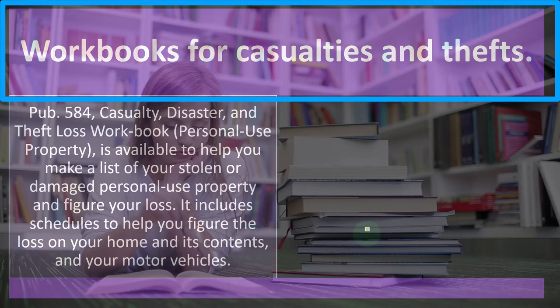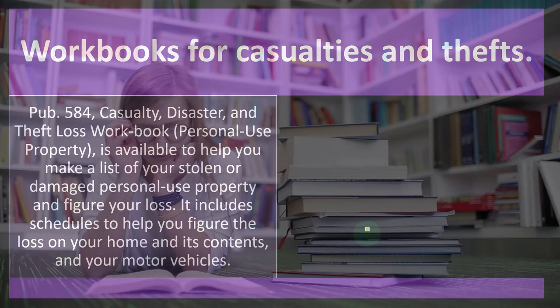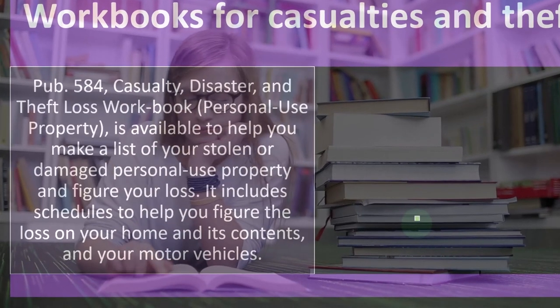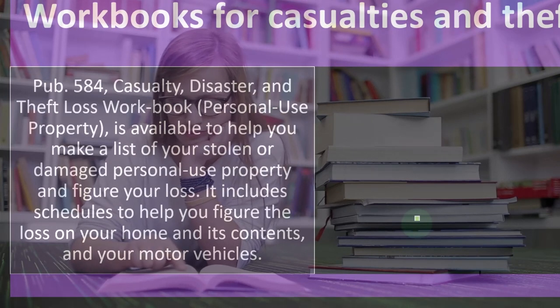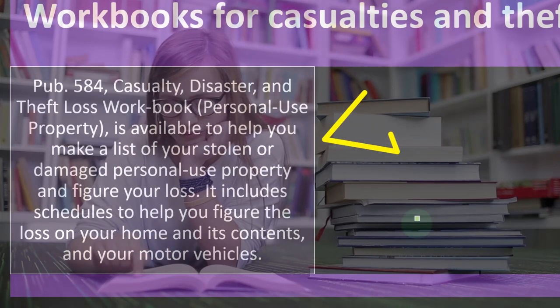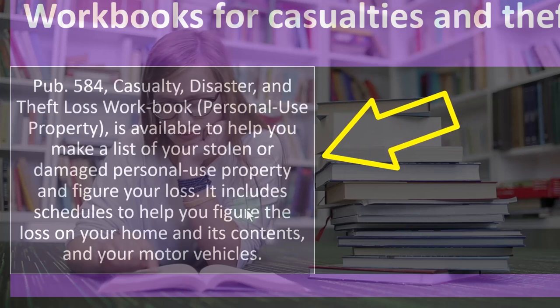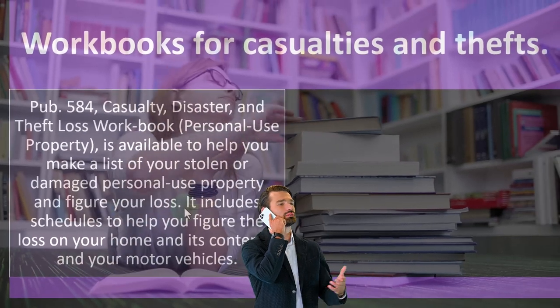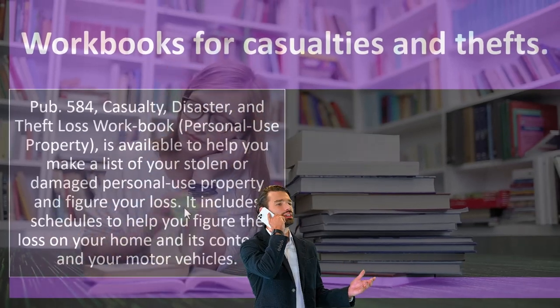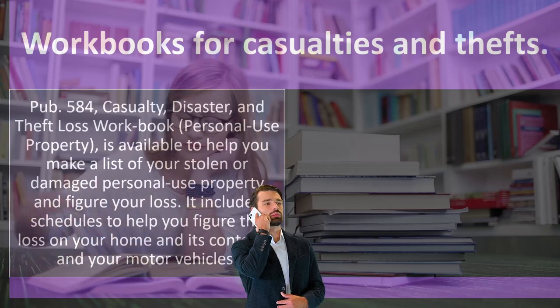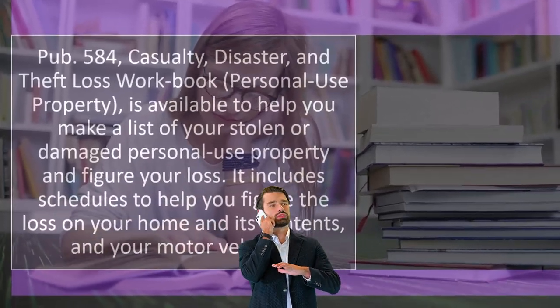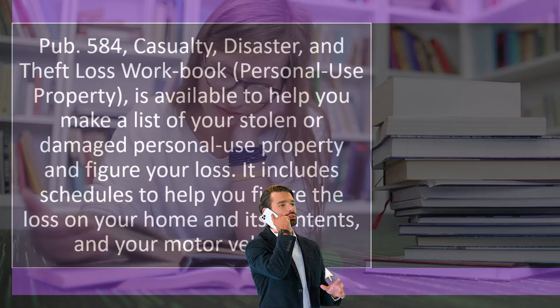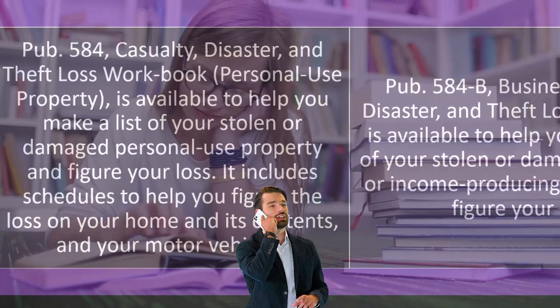You've got Publication 584, Casualty, Disaster, and Theft Loss Workbook (Personal-Use Property). It is available to help you make a list of your stolen or damaged personal property and figure your loss. So obviously when we're thinking about a loss that has occurred, we've got to determine what the loss is. If we've got personal property, then we may have to list out the property to help us to determine the loss. So it includes schedules to help you figure the loss on your home and its contents and your motor vehicles.